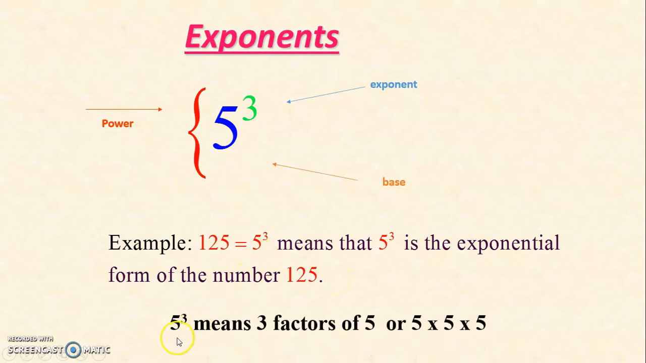Therefore, 5 raised to 3 means 3 factors of 5. Or we can say that 5 is to be taken 3 times as a factor, meaning 5 times 5 times 5, and that is equal to 125. Okay?